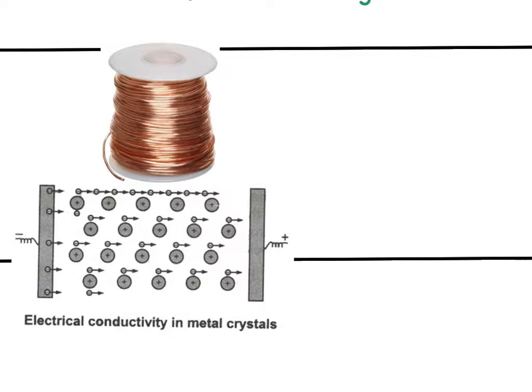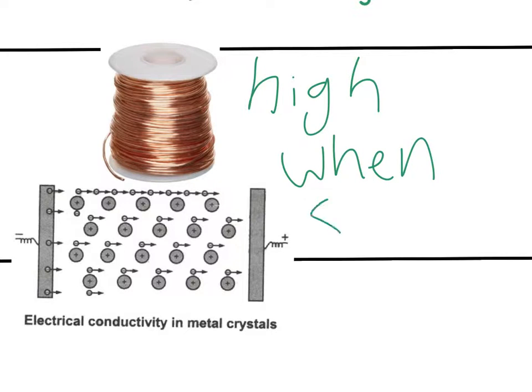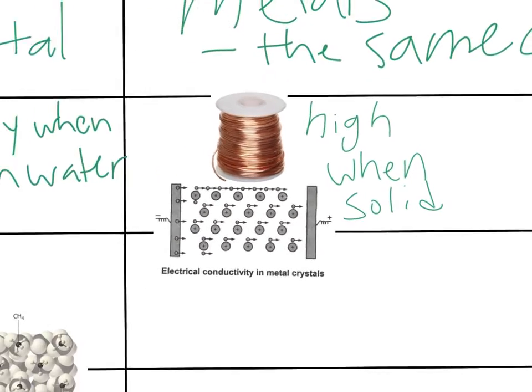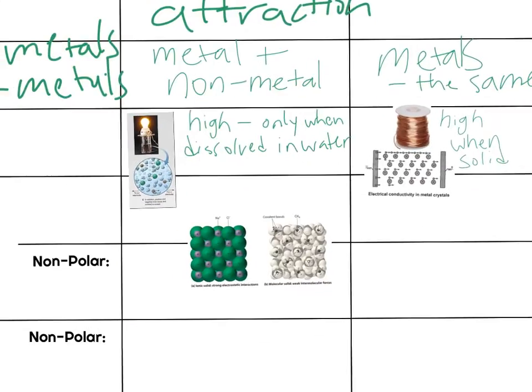So here we're going to write high, and that's when solid. So anytime you see something solid that conducts electricity well, you can assume that it's probably a metallic bond.